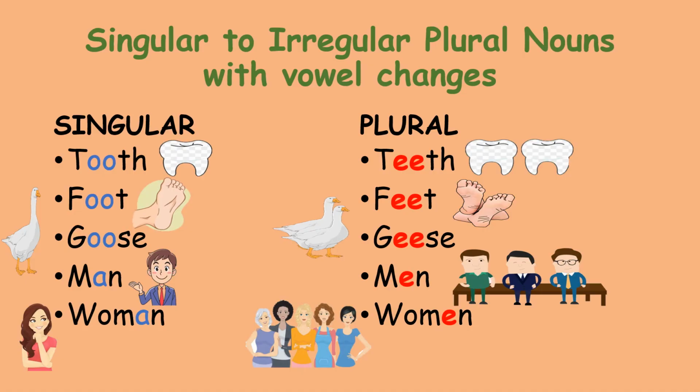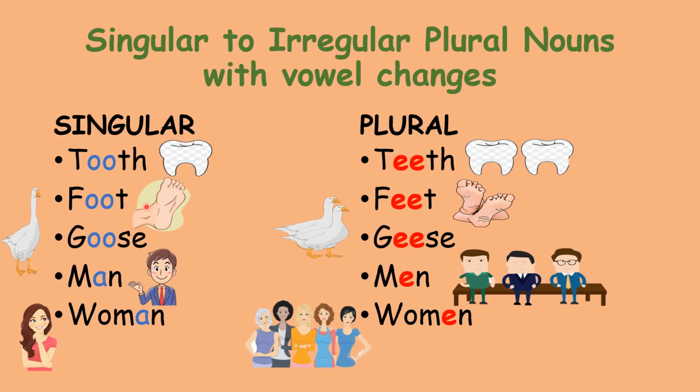Okay, in this slide we are going to look at several words which are singular nouns that will be changed to plural by changing the vowels. Remember, vowels are the letters A, E, I, O, and U. For example here, the word tooth. Tooth is singular. If more than one, it will become the word teeth. The vowel O is replaced with the vowel E. From tooth, singular, becomes teeth for plural. The next one is foot.